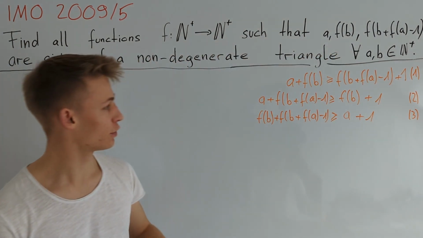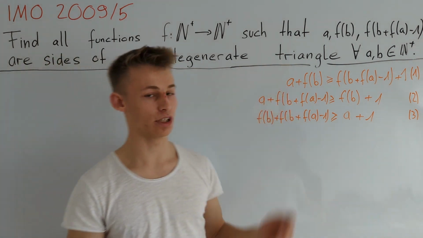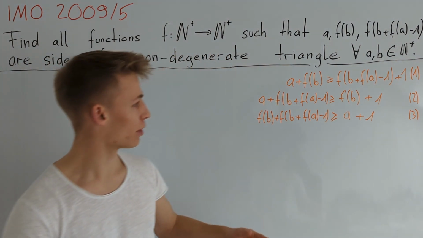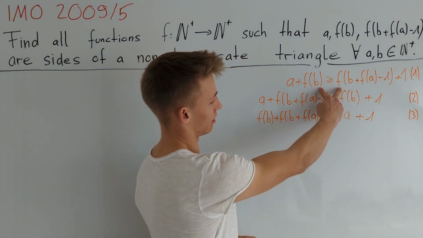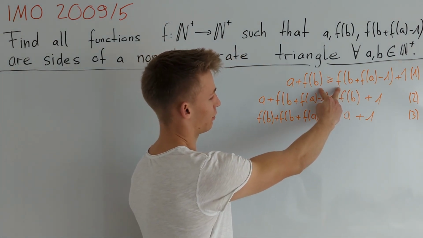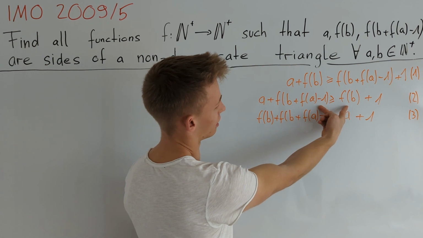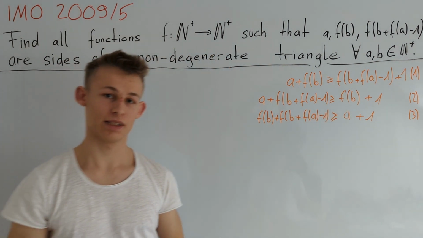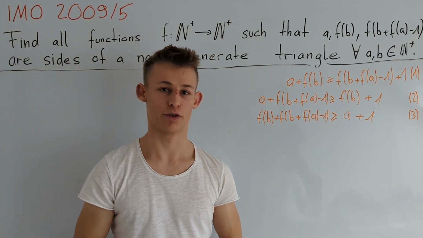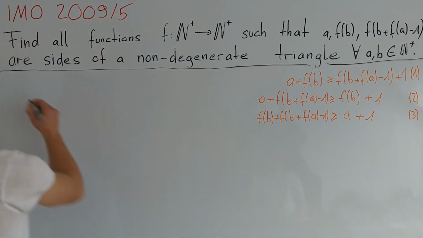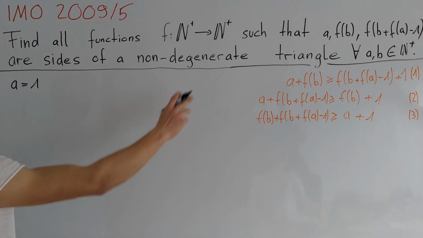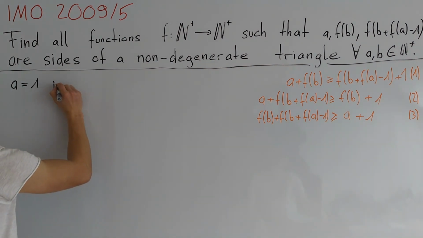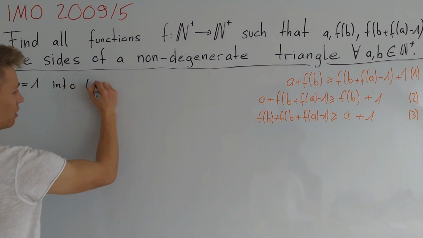Since we only have two function terms in our inequalities and see that they are swapped in inequality 1 and 2, namely in the first inequality they are that way around and in the second inequality they are swapped, we are motivated to plug in small values for a. So let's try a equals 1 and plug this into inequality 1 and into inequality 2.